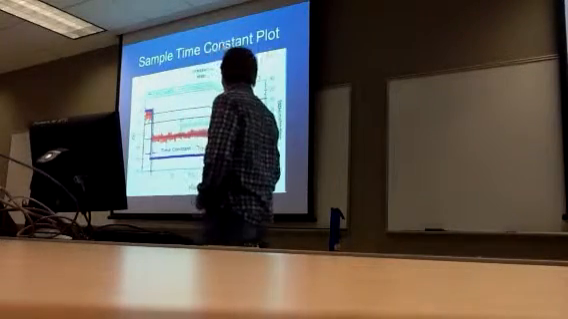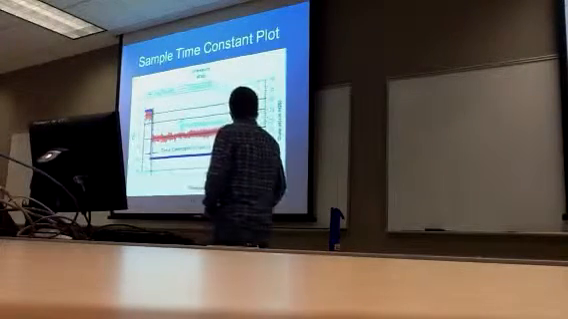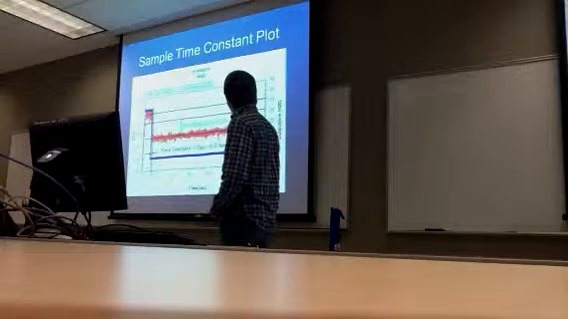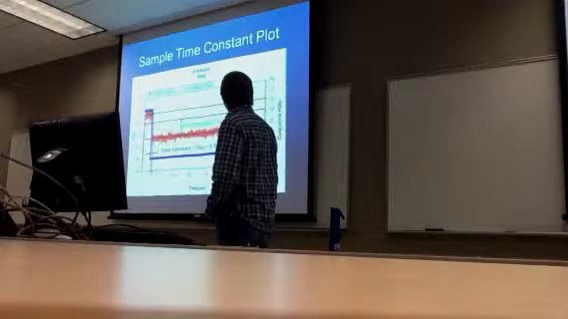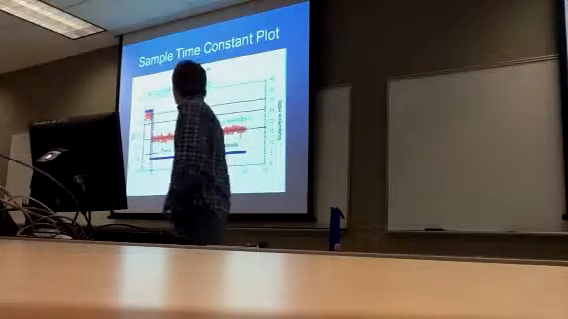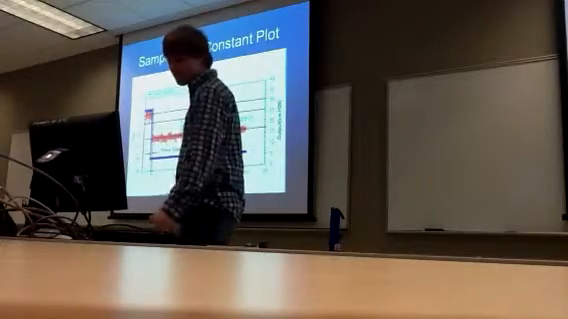Sample time constant plot. We multiplied 0.632 by the change in output to get 8.2 centimeters of H2O per percent, and drew that line across, and then where the slanted line met that line, we drew a line down, giving us our time constant of 0.5 seconds.